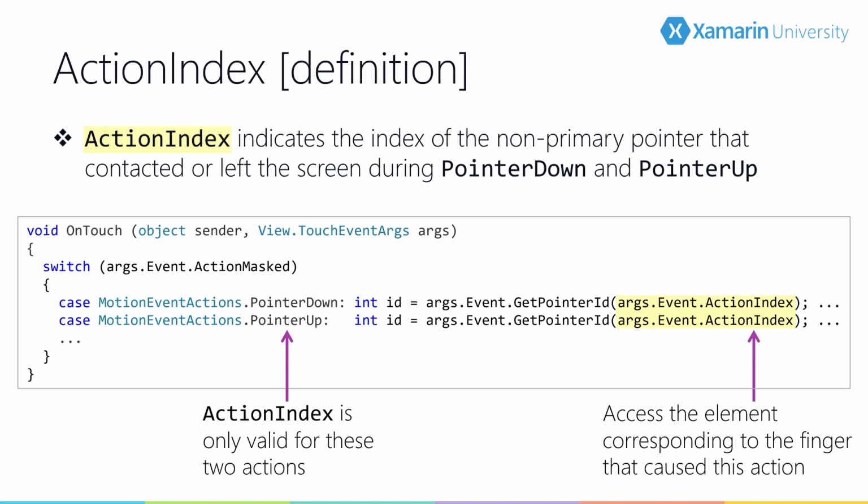The documentation says that ActionIndex is valid during the pointer down and the pointer up methods. There's no indication of what its value is during other actions like down, up, and move. In practice, the ActionIndex tends to be 0 for the down and the up actions. However, the Android documentation doesn't guarantee that, so you shouldn't rely on it.